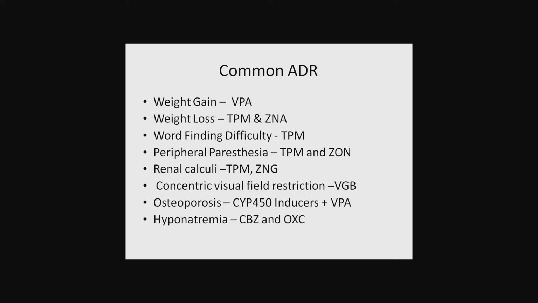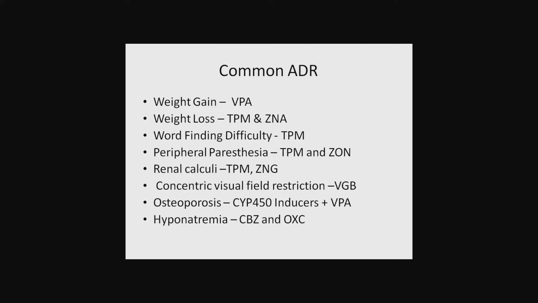Certain drugs have certain side effects which you have to monitor. Valproate may cause weight gain, topiramate may cause weight loss, word finding difficulty, and decrease in cognition. Topiramate and zonisamide may cause peripheral paresthesia, and topiramate may cause renal calculus, so you have to monitor with an ultrasound every year to see whether there is any renal calculi. Then there may be a concentric visual field restriction after vigabatrin, so you have to give vigabatrin only for 3 to 6 months and monitor their vision.